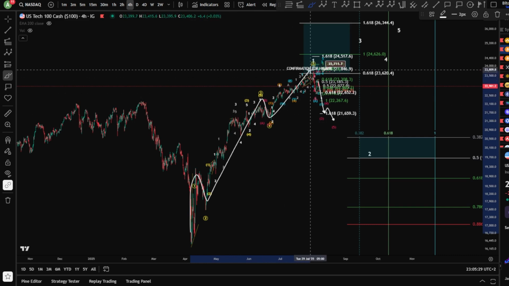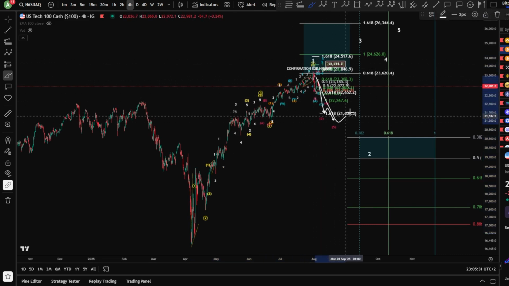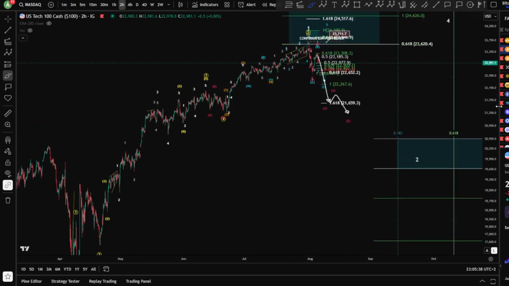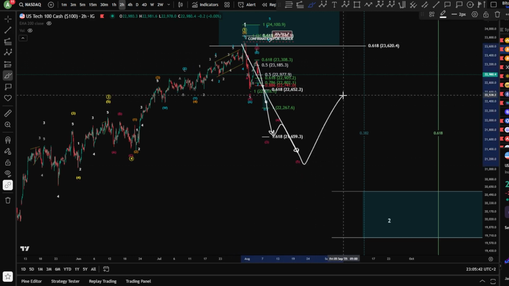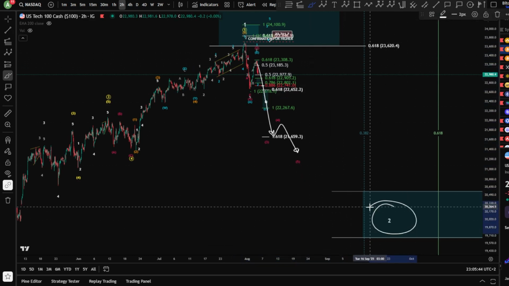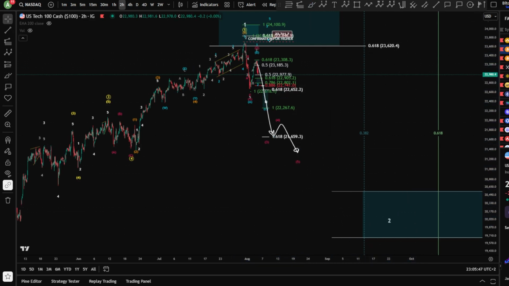1, 2, 3, 4, and a 5 finished wave 1, and we're looking for A, B, and a C toward the downside. Sorry for the chaos on the bigger time frame, guys, but I need to explain exactly what it might be here. So it might be a big wave A, B, and a C toward the downside for a wave 2. Yep, so this is what we are looking for in Nasdaq.